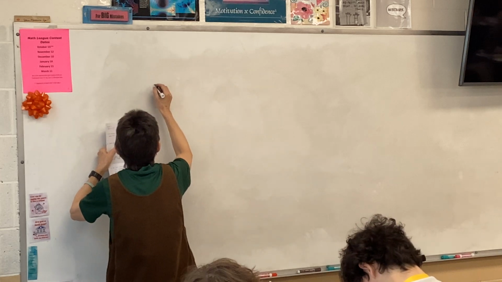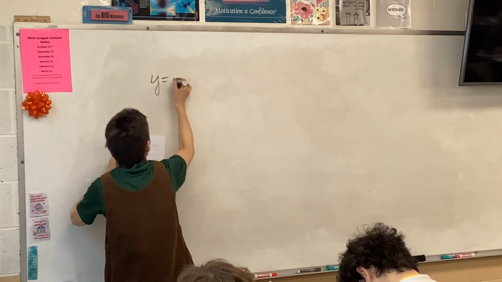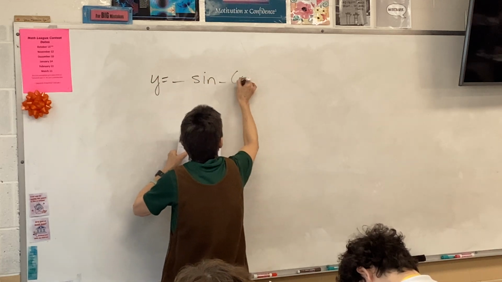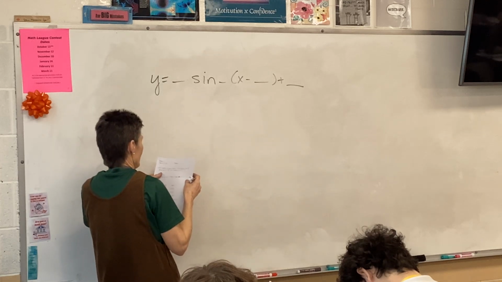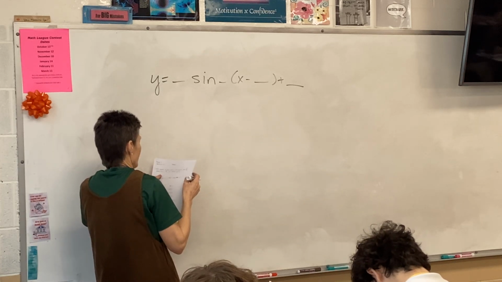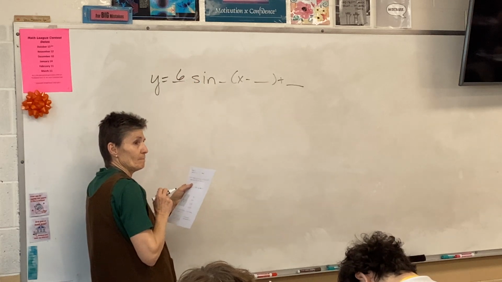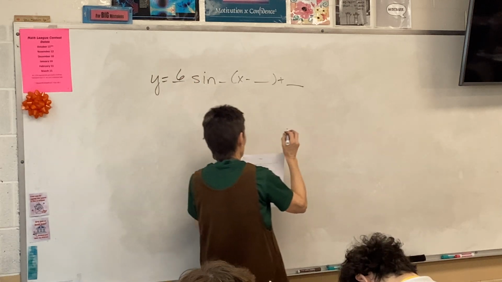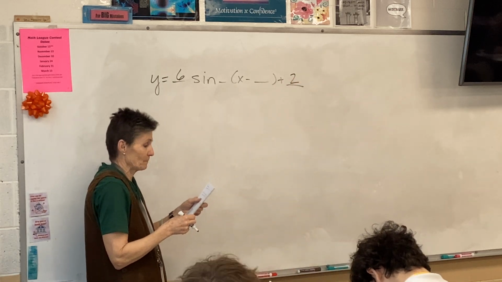We have the amplitude is 6. The period's pi over 3. And phase shift and midline. All right, so let's jump in and put a 6 here. Would that be okay with everybody? And maybe put a +2 on the end there. Is that all right with everyone?